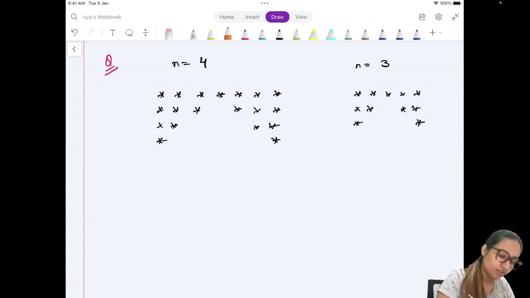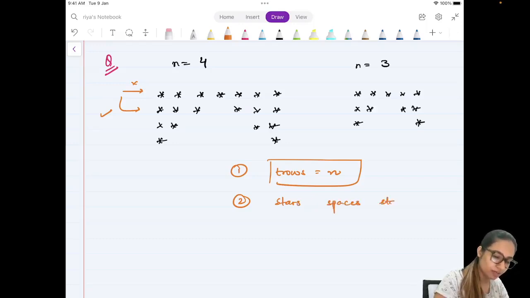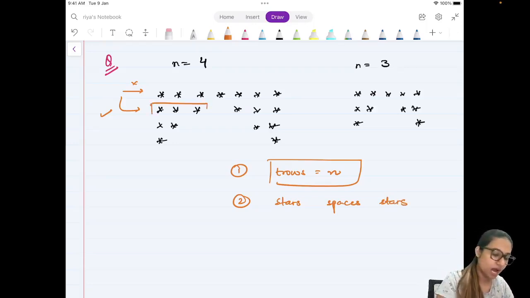So first of all, the total number of rows again is equal to n over here. Then we have to do some work. Let's not look at the first row because it's kind of like an outlier. If you look at the second row, you have to do some work for the stars, then some work for the spaces, and then some work for the stars. Okay, so it's stars, spaces, and then stars.